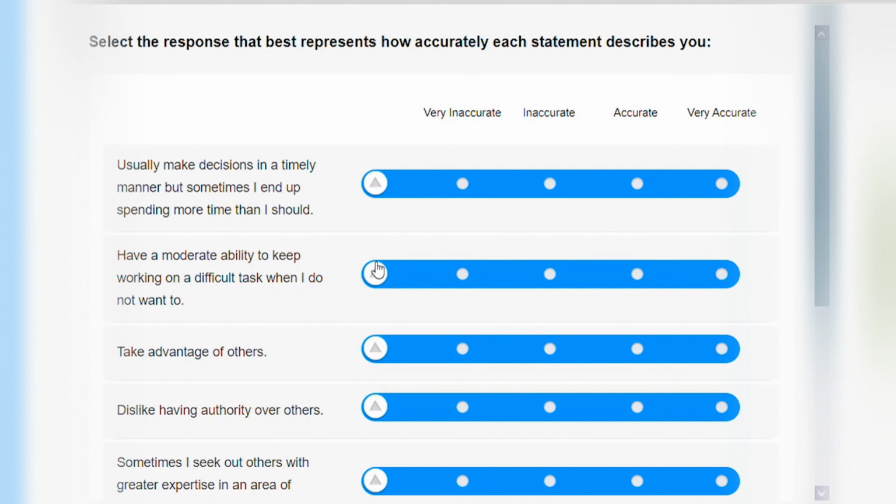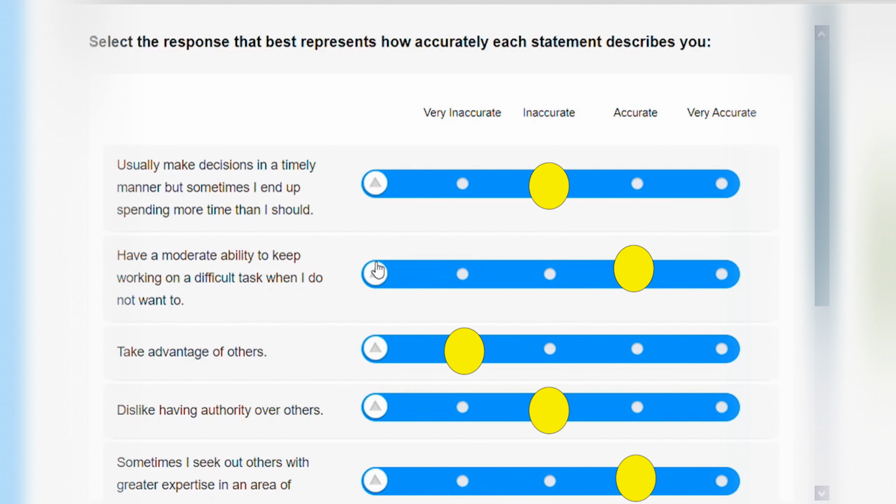Usually make decisions in a timely manner, but sometimes I end up spending more time than I should. Inaccurate. Have moderate ability to keep working on a difficult task when I do not want to. That's a good one. I would pick accurate because this is kind of positive, but again, avoid the extreme. Take advantage of others. Very inaccurate. Dislike having authority over others. Inaccurate. Avoiding the extreme. It's kind of a negative statement, but I would still avoid the extreme here and pick inaccurate. Sometimes I seek out others with great expertise in an area of interest.